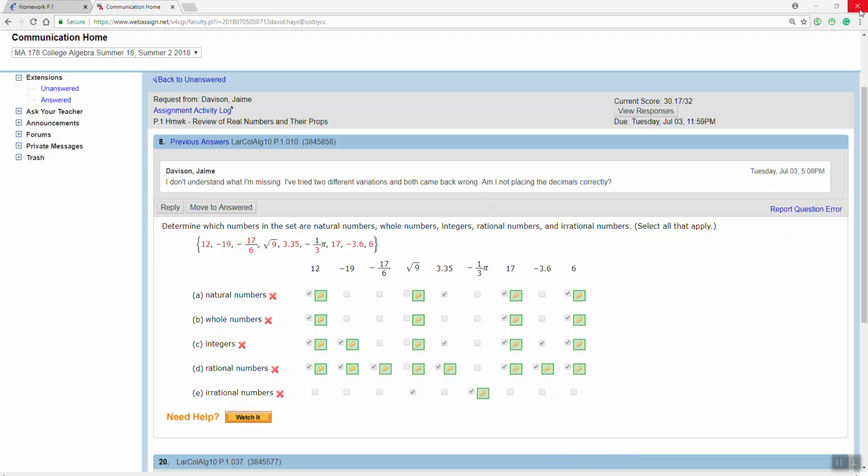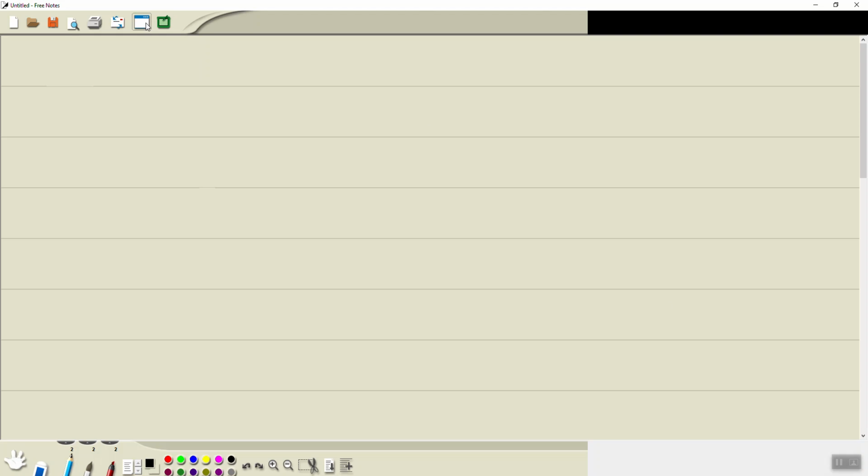Okay, let's take a look at this. And let's see, I might be able to write right on this page. So let me go to my tablet, switch to desktop mode.